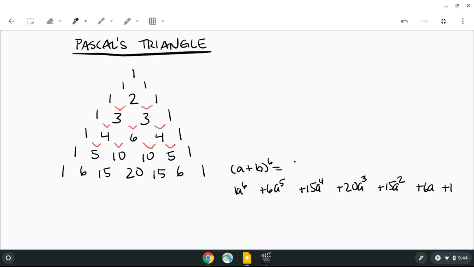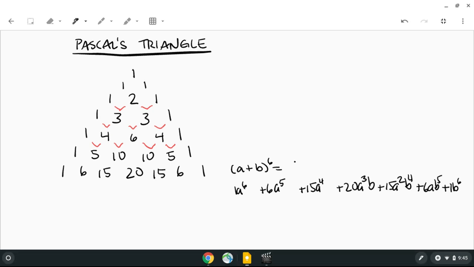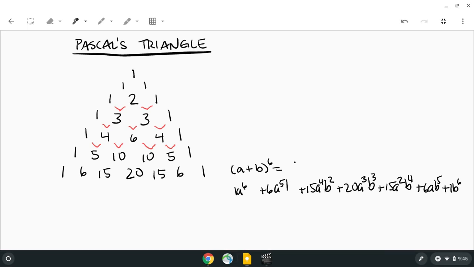The second term is just b, but we could easily get 3b. So it's going to be b to the 6th, b to the 5th, b to the 4th, b to the 3rd, b to the 2nd, b to the 1st, and b to the 0.